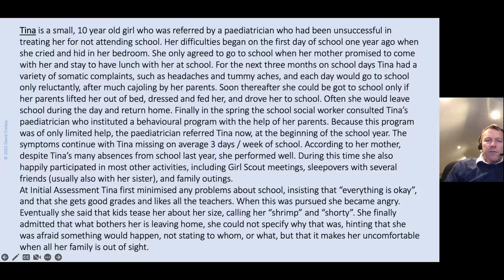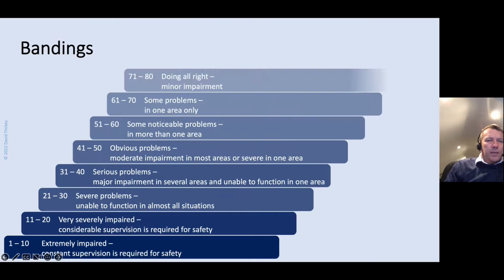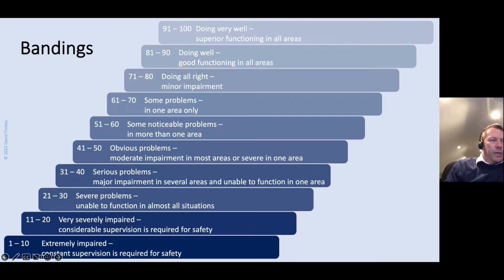Once you're a little bit familiar with Tina's story, the first thing you do is look at the bandings and work your way down until you get too low. Now you might think 51 to 60, some noticeable problems in more than one area. Well, although she's doing okay in some areas, actually her difficulties are more severe than just noticeable. So I might go down to the next one, 41 to 50, some obvious problems, moderate impairment in most areas or severe in one.